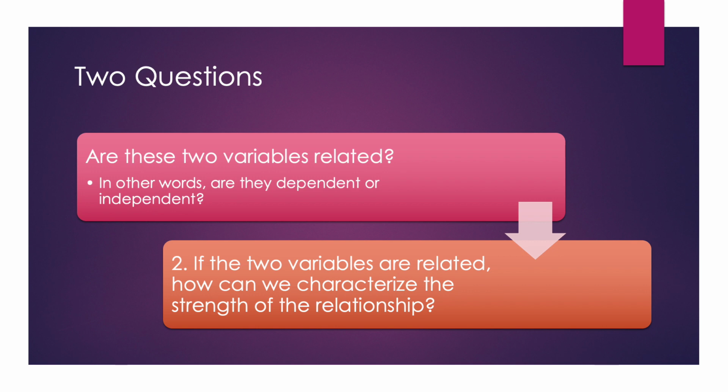So when we're looking at covariance and correlation, we want to ask ourselves two questions. Are these two variables related? In other words, are they dependent or are they independent? And if they are related, how can we characterize and describe the strength and direction of this relationship?